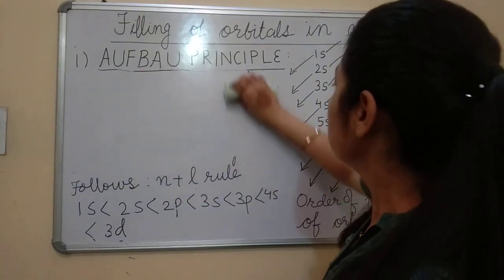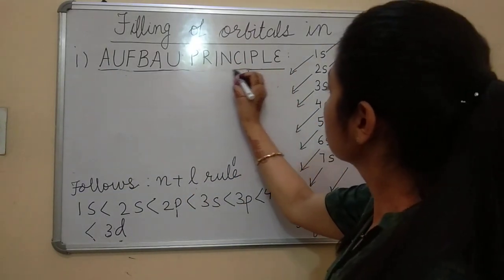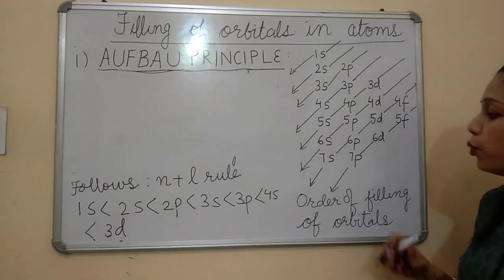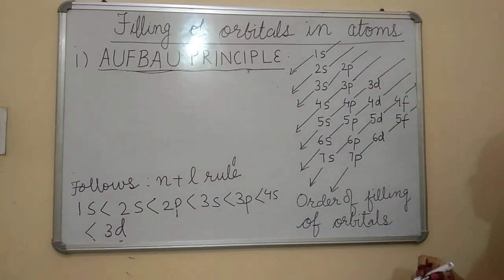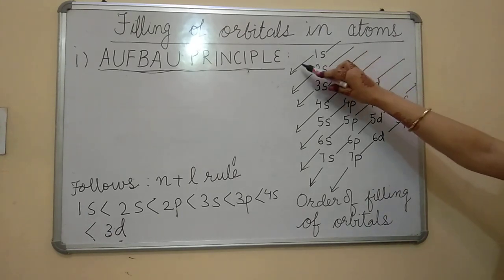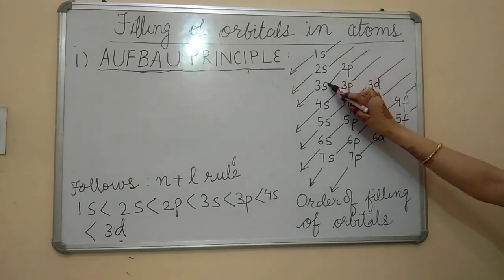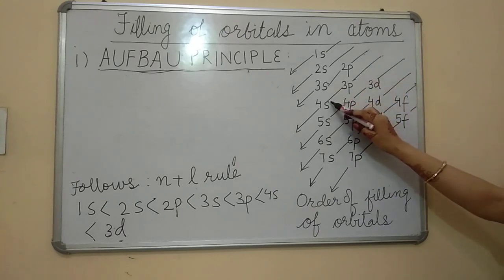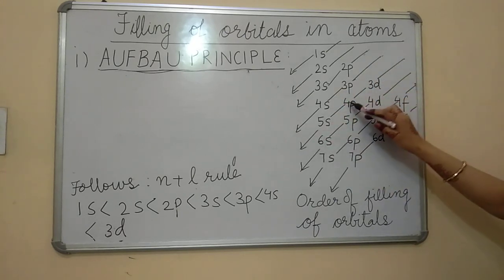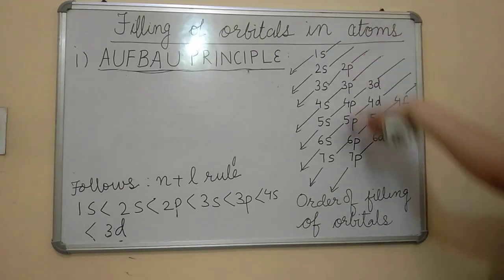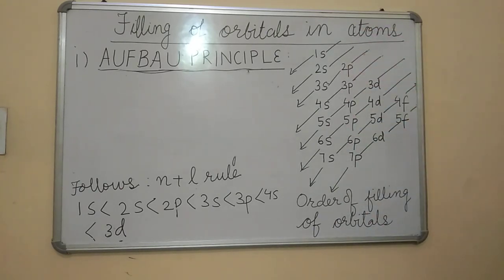Now children, this is how we used to give the order of filling of orbitals. Here you can see 1s, and after 1s it is 2s, then it is 2p, then 3s, then 3p, then 4s, then 3d, then 4p, 5s. So this is the manner how we have arranged the orbitals in increasing order of their energies. So that is all about this one, that is the Aufbau principle.